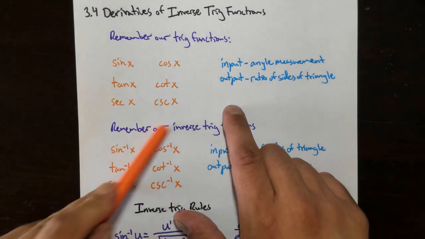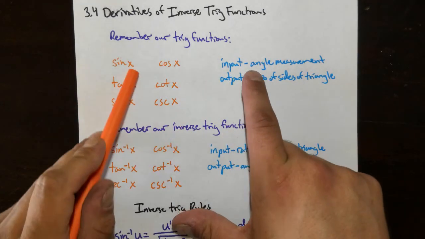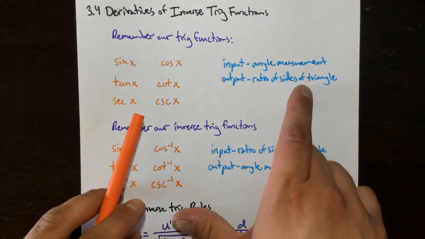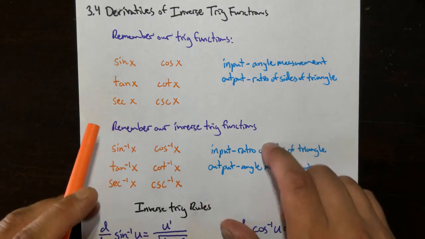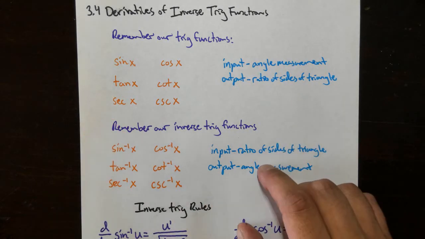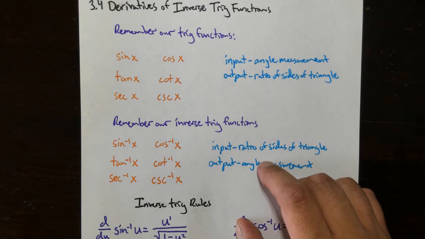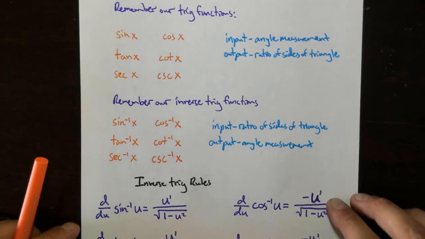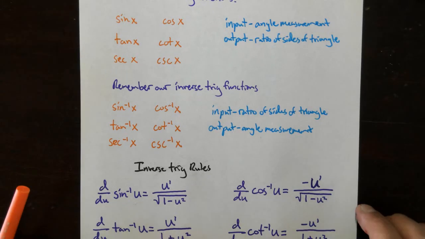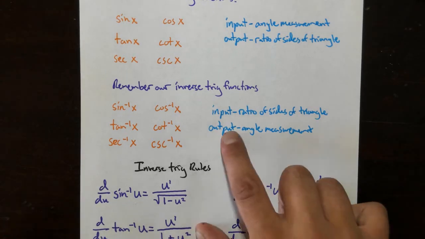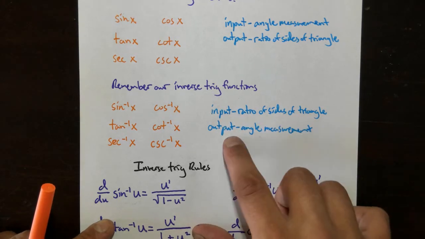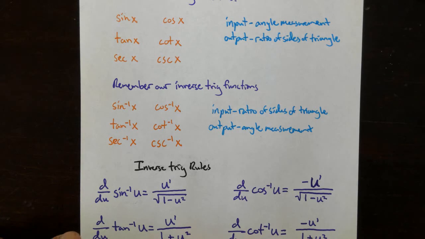Remember how these work. The input of these were all angle measurements, and our output were the ratio of sides of a triangle, of specifically a right triangle. Well, our inverse trig functions are those, but they're the inverse. Our input is the ratio of sides of the triangle, and our output is the angle measurement that creates those ratios.